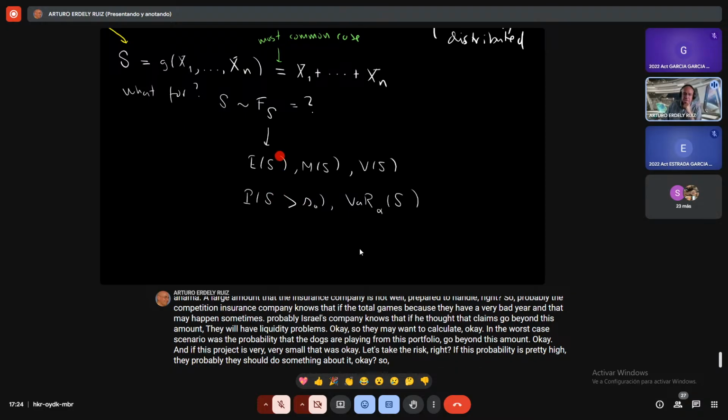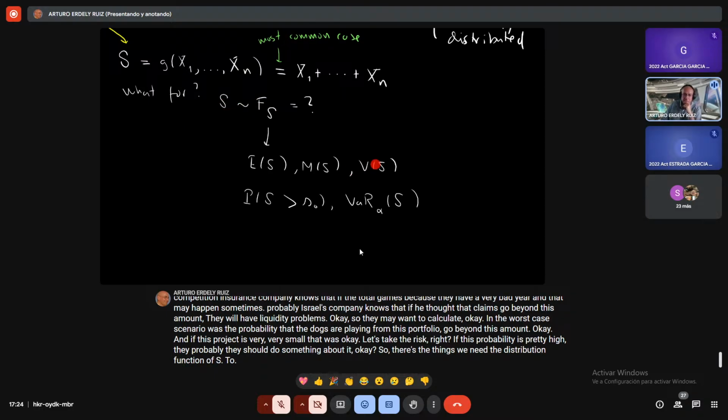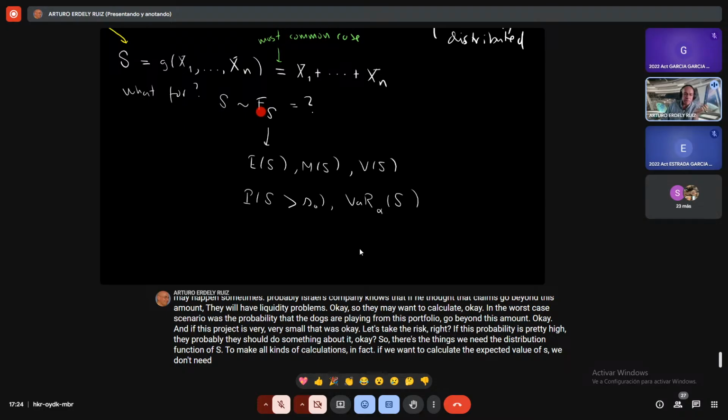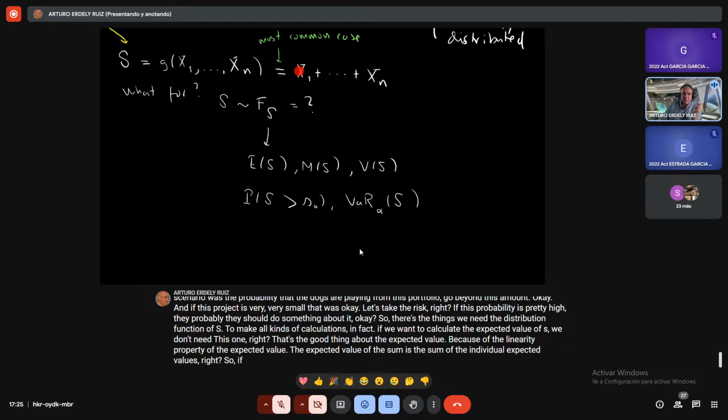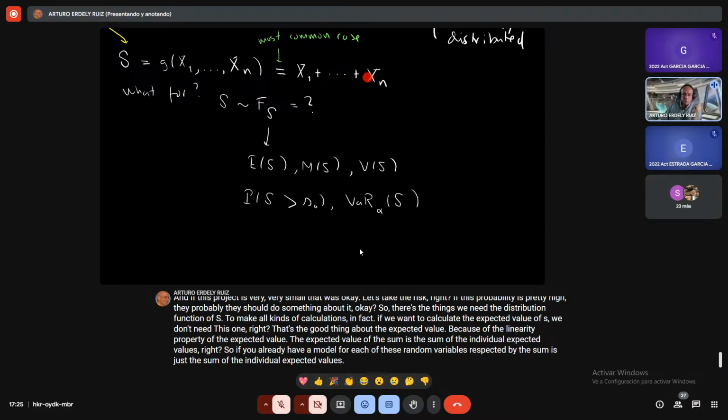So the thing is, we need the distribution function of S to make all kinds of calculations. In fact, if we want to calculate the expected value of S, we don't need this one, right? That's the good thing about the expected value. Because of the linearity property, the expected value of the sum is the sum of the individual expected values, right? So if you already have a model for each of these random variables, the expected value of the sum is just the sum of the individual expected values, no problem.